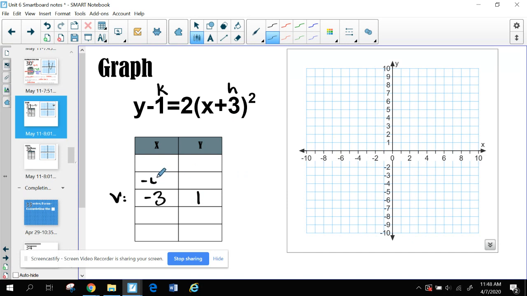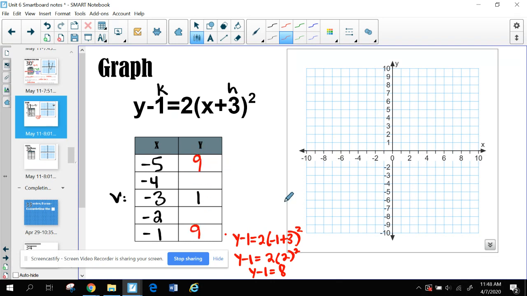Then I'm just going to count. So I go down -4, -5. I go up -2, -1. And I plug those numbers in. I'm going to actually come down here and plug in -1 first. Plugging in -1, I have 2 times -1 plus 3 squared. Well, -1 plus 3 is 2. 2 squared is 4. 4 times 2 is 8. And then I add 1 over. So I get that both of these have to be 9.